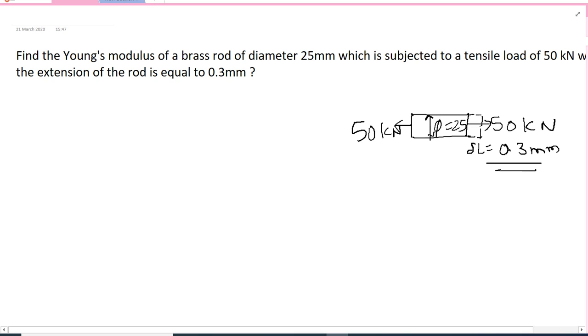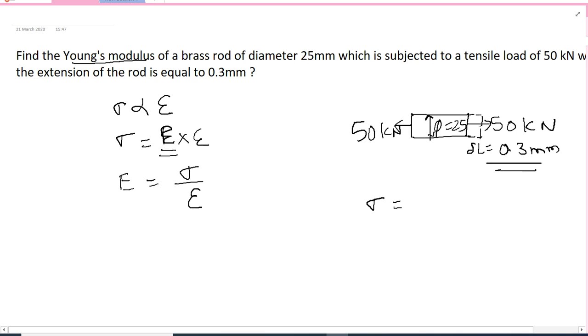Now he is asking me to find Young's modulus. We know that stress is directly proportional to strain, so stress is equal to modulus of elasticity into strain. Now we have to find this Young's modulus. So Young's modulus is given by stress upon strain. So how to find stress? We know that stress is nothing but load upon area.